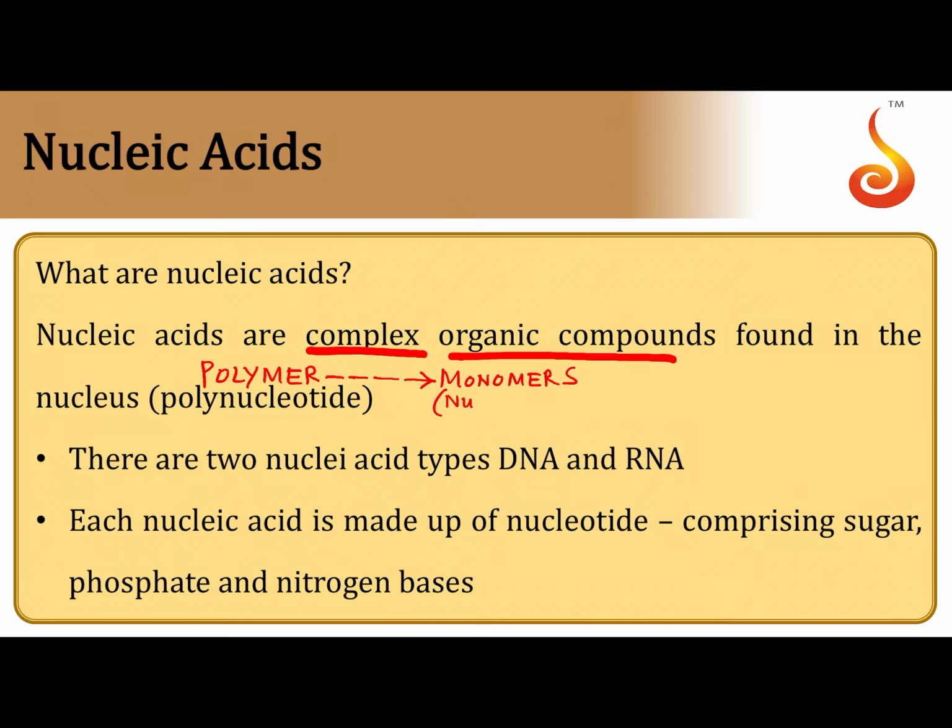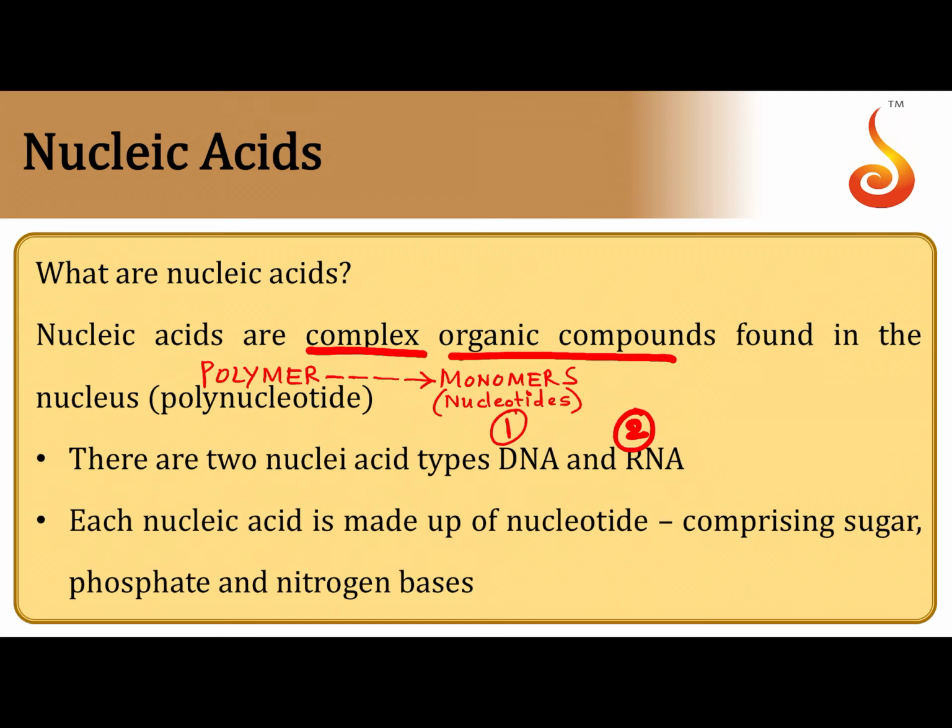The monomers in the case of nucleic acids are called nucleotides. So many nucleotides make up a nucleic acid. Nucleic acids are basically many nucleotides bonded together to form a polynucleotide, or a polymer. We can classify nucleic acids into two types, deoxyribonucleic acid and ribonucleic acid.